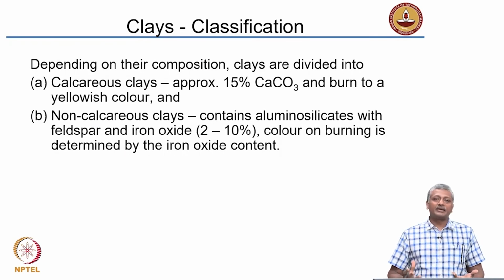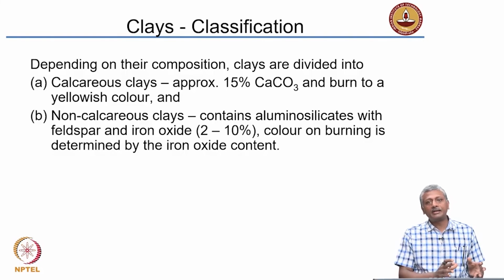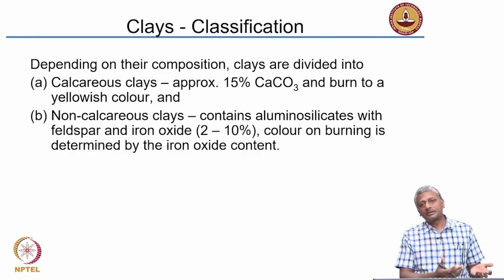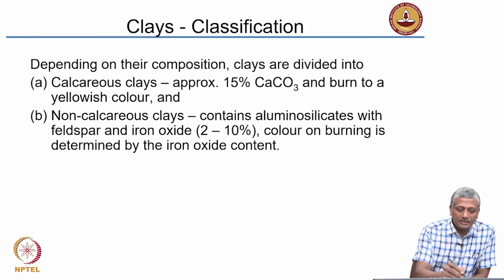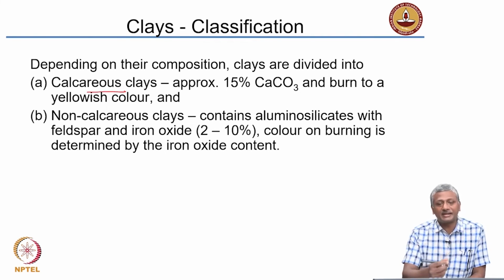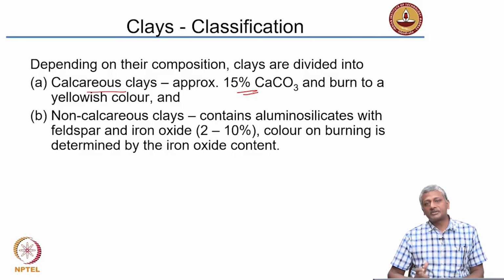So, how do we classify clays which are going to making bricks? Depending upon the color of the brick that we get, we have an idea that the original clay may have been having a very high level of calcium or a low level of calcium. So, depending upon the composition, the clays are divided into calcareous clays, that means the ones that have calcium, typically about 15% calcium carbonate present in the clays. And when you burn these bricks in the kiln, when you fire them at a high temperature, they will impart a yellowish sort of color.